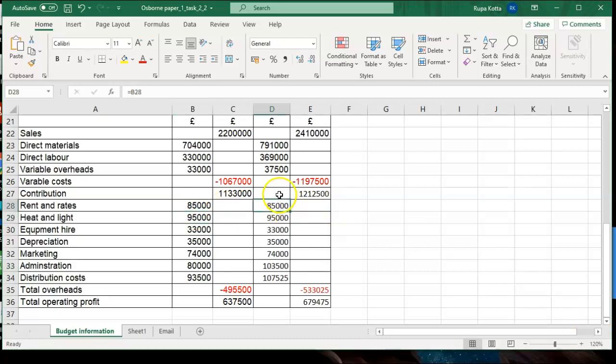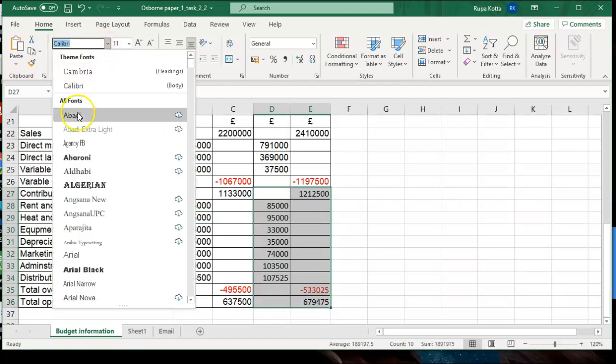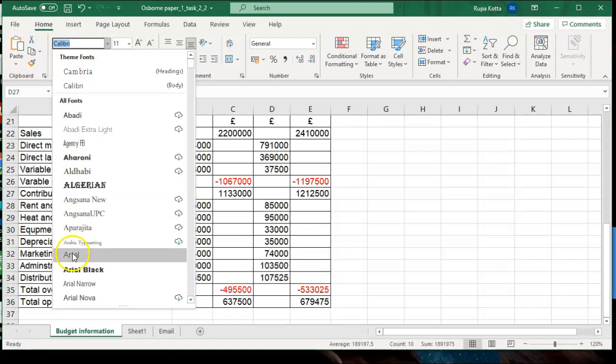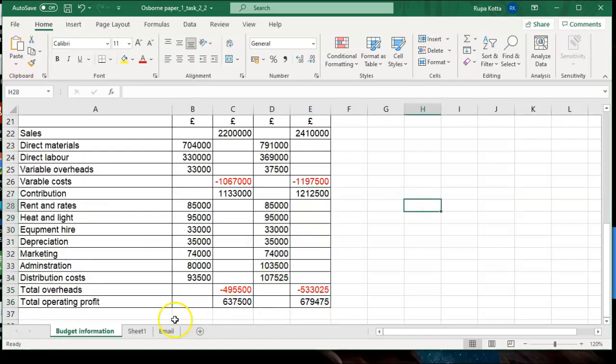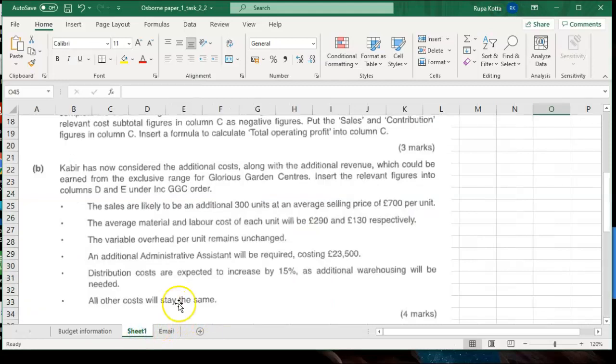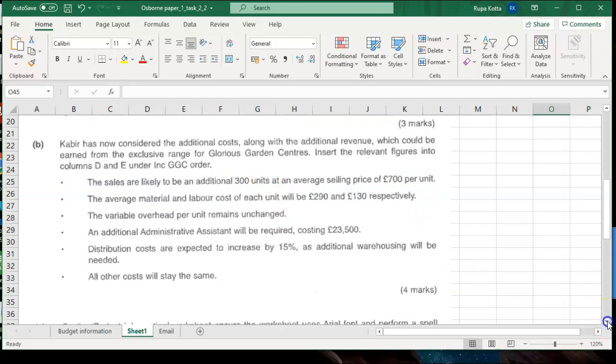Arial and Calibri. Sorry, there's some change in the font. Let me change that to same. You don't need to do that until and unless they ask you. I just want to look at uniform. That's why I'm changing it. Okay, let's continue. So that's the B part of the question completed. We finished the budget for the new order.